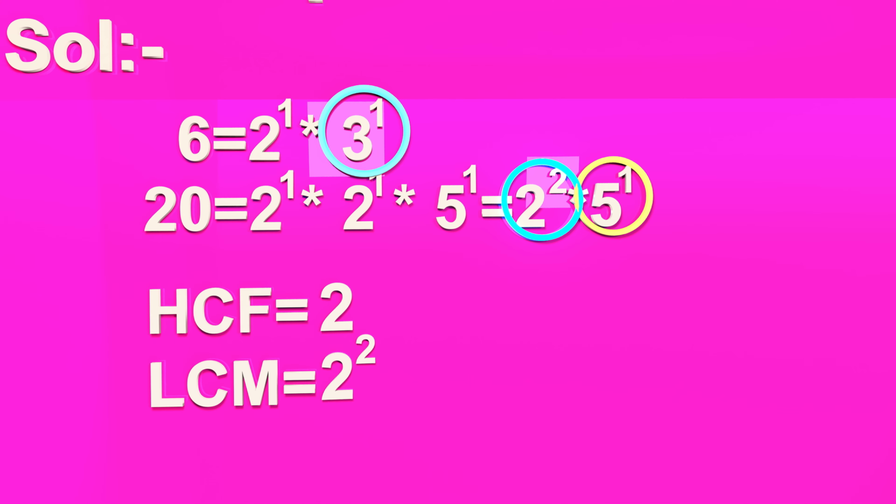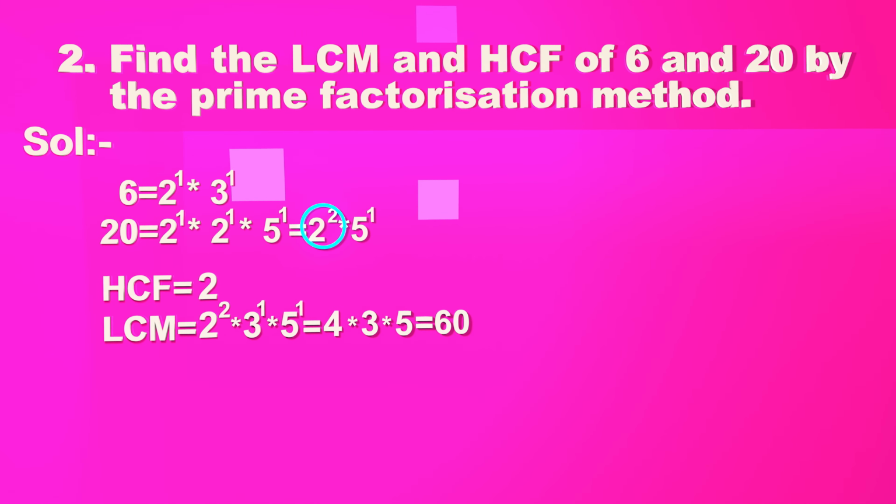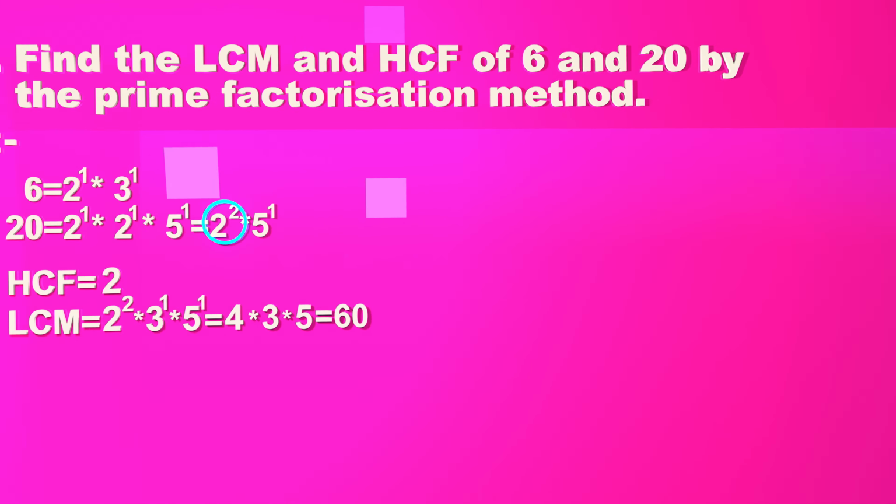Again the next number is 3 and it is also single. That means whatever will be its power, it will be considered as greater. So we will also take 3. Again 5 is one time and it is also single, so we will take it. 2 square will be 4. 3 and 5 can be written as it is. By multiplying them, we will get 60. This is the LCM. Next question.